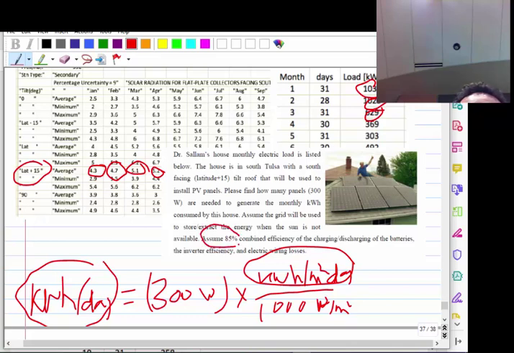Okay, now one more trick or one more problem here. He said assume 85% combined efficiency of charging, discharging of the battery, and the inverter efficiency and the electric wiring loss. So he's saying you are not even going to get all this. You have to multiply this times 0.85. Okay, so now this is from one panel. So how many panels? You just multiply by n.